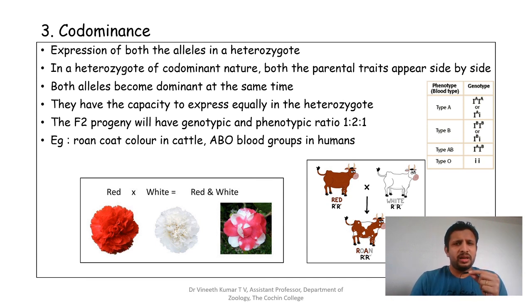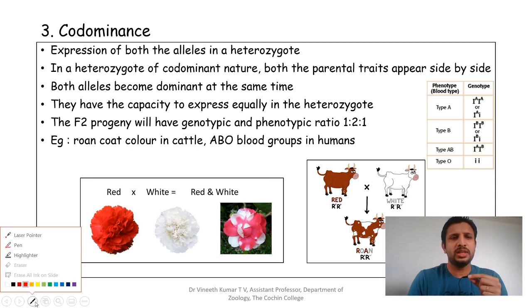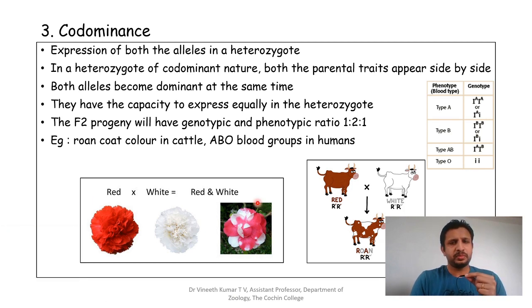Yesterday we missed a particular point in codominance. We'll first discuss that point and then we'll move on to the lethal genes. The point was an example of codominance, which is the ABO blood groups in man. We'll have a detailed study of ABO blood groups in multiple alleles. The blood grouping in man is also taken as an example of codominance.